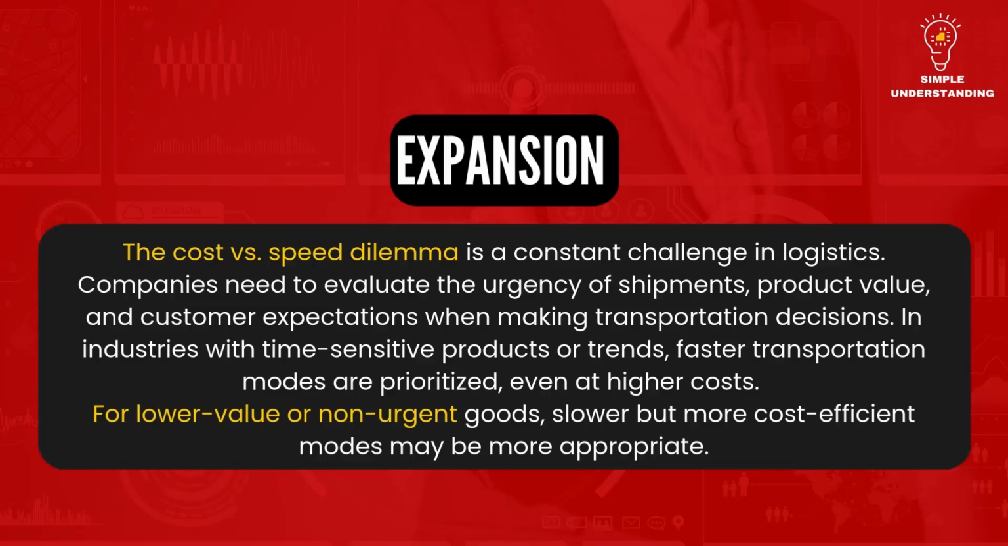Expansion. The cost versus speed dilemma is a constant challenge in logistics. Companies need to evaluate the urgency of shipments, product value, and customer expectations when making transportation decisions. In industries with time-sensitive products or trends, faster transportation modes are prioritized, even at higher costs. For lower value or non-urgent goods, slower but more cost-efficient modes may be more appropriate.